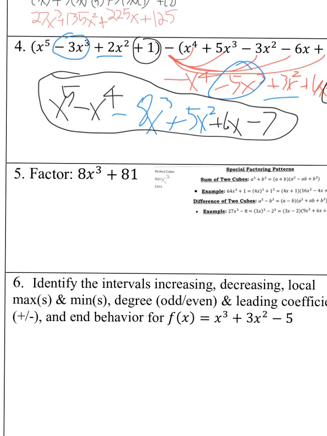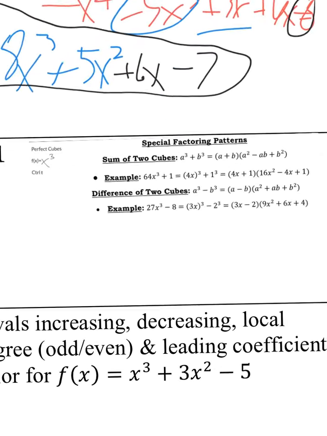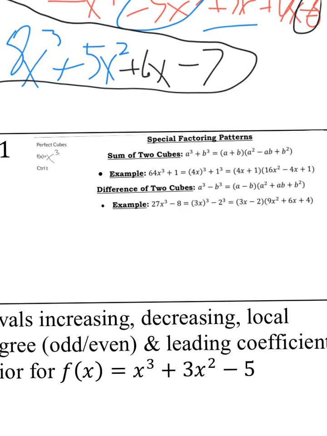Okay, so looking at number 5, it says factor 8x to the third plus 81. I went ahead and screen grabbed the notes from that section. Again, something you might want to write down on your note card. If you don't know your perfect cubes, type this into your graph and press Control-T and look those up. But this is the sum of two cubes pattern. It couldn't hurt to memorize this as well.